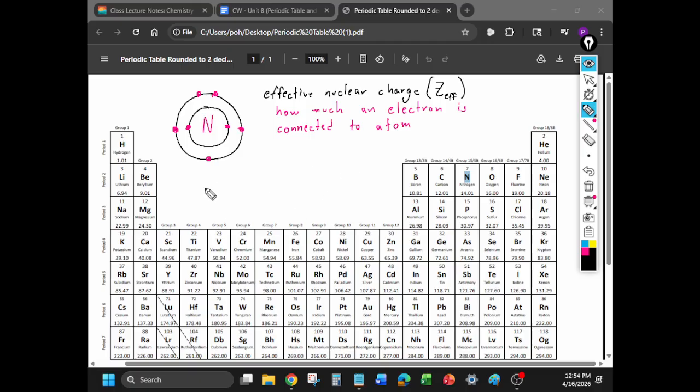All right, so the formula for Zeff is pretty simple. It's going to be Zeff is equal to, okay, the number of protons, minus non-valence electrons. Okay, so basically any electron that is not in the outside shell, that's going to be considered a non-valence electron.